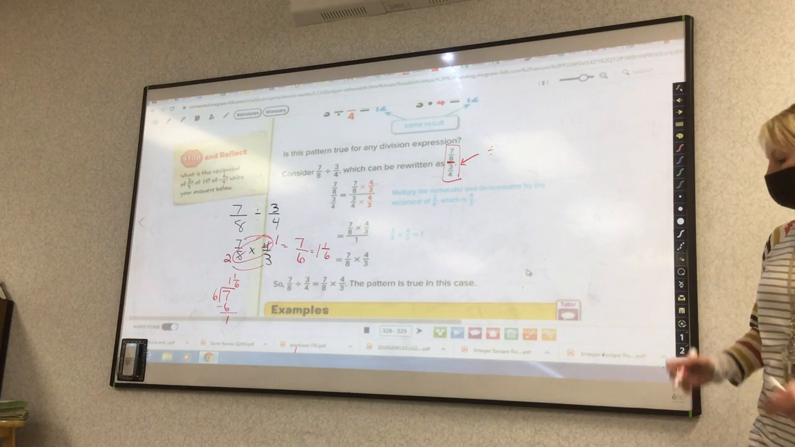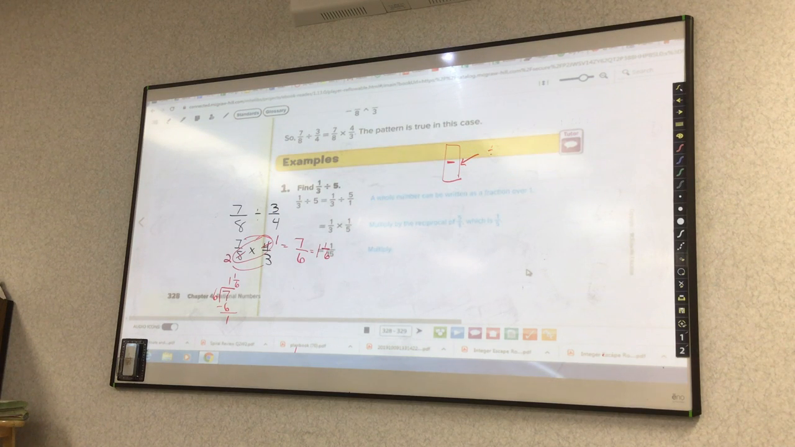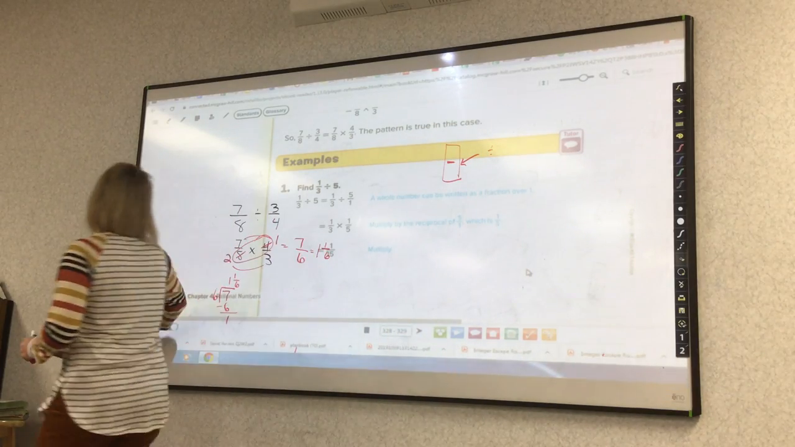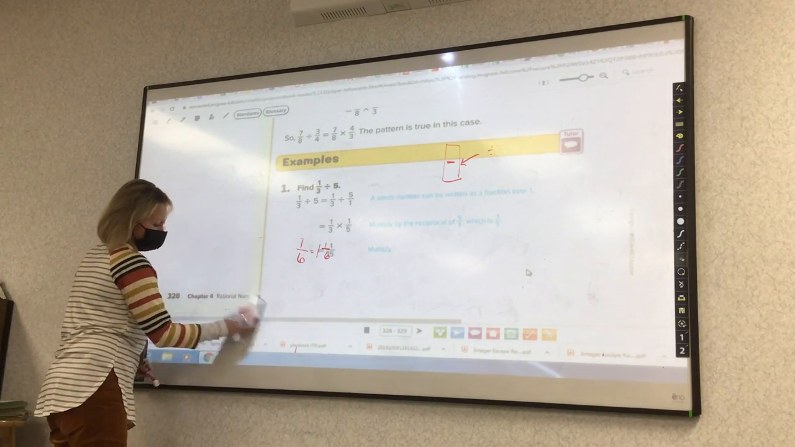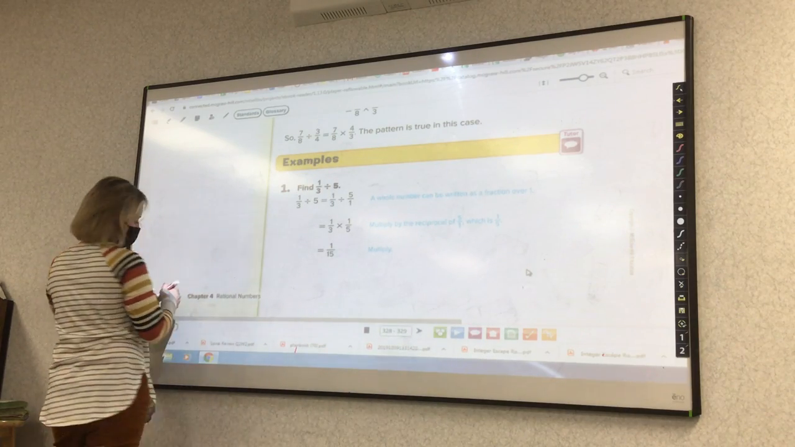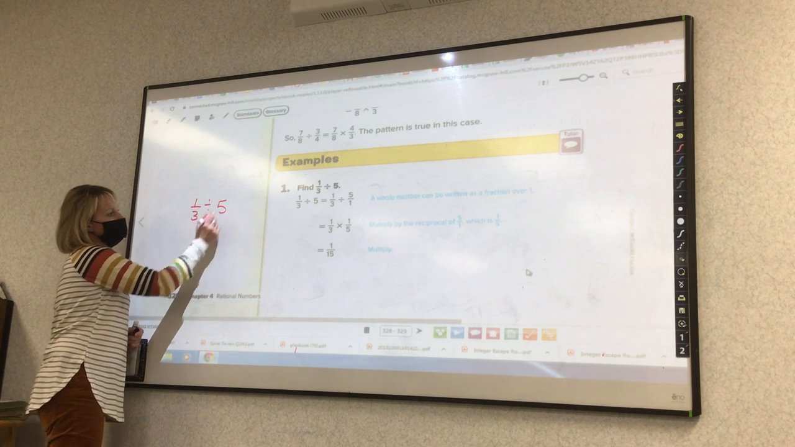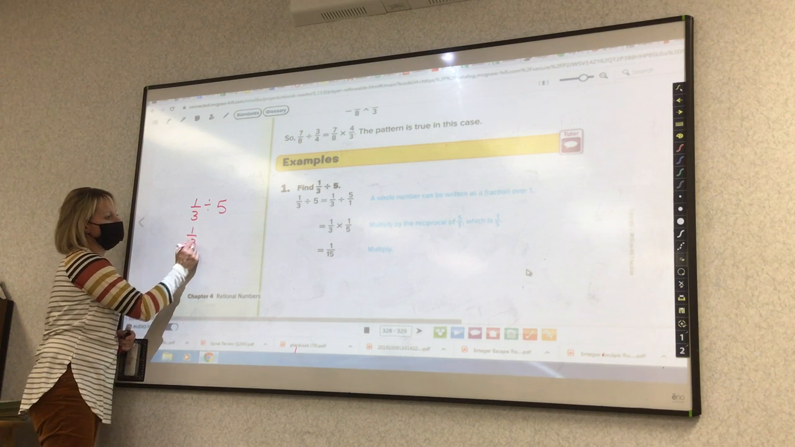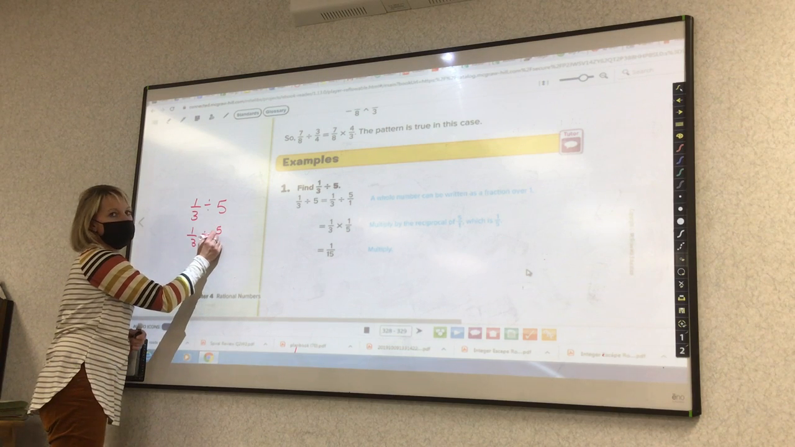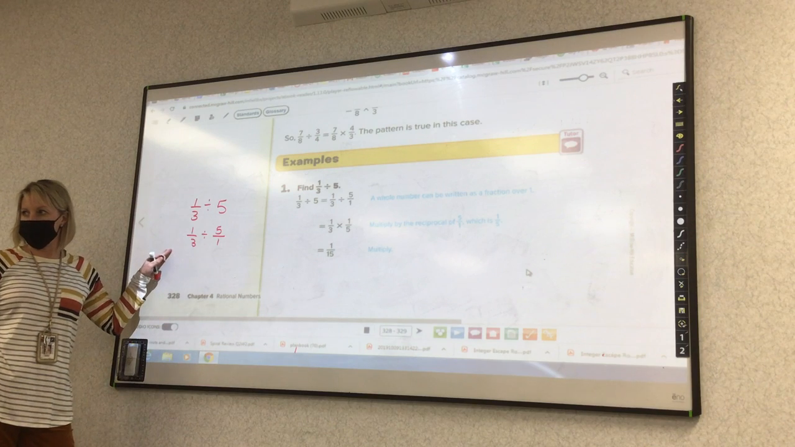Okay? So let's go on to some more examples. Now we have 1/3 divided by 5. You have to change any mixed numbers or whole numbers to an improper fraction. So in your book or on your paper, you would have 1/3 divided by 5. You would rewrite it as 1/3 divided by 5 over 1. Make sure you have that step first.